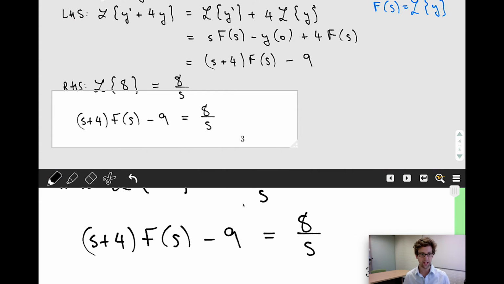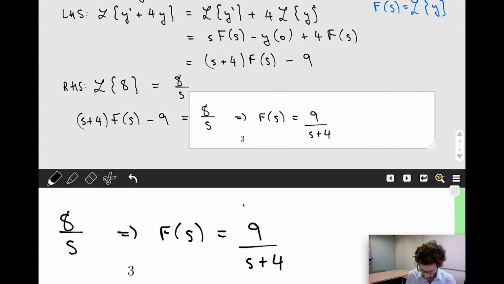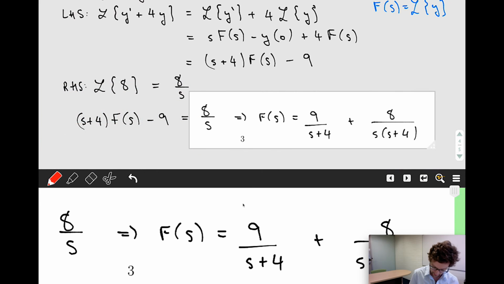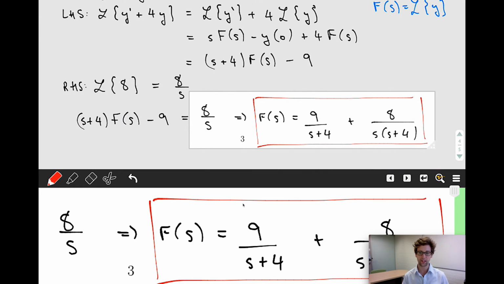So you can see that this is now an algebraic equation for big F of s. So let's rewrite this now to try and solve for big F of s. I can take that 9 to the right-hand side, divide by s plus 4, and I've got plus 8 over s times s plus 4. So now I've got an explicit expression for big F of s in terms of s. To find my solution then, all I need to do is take the inverse Laplace transform of this to find y.